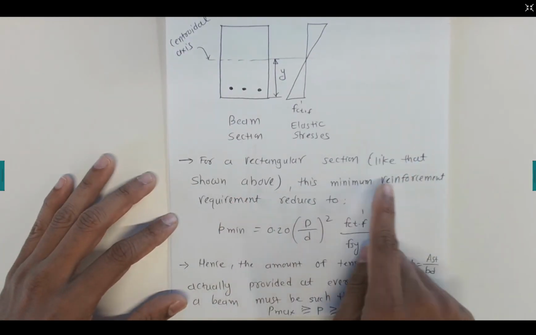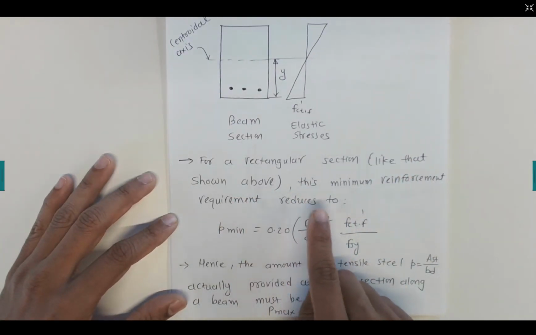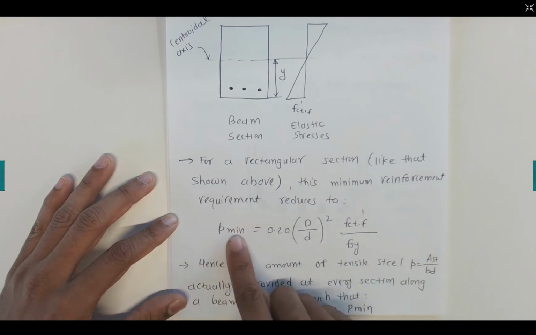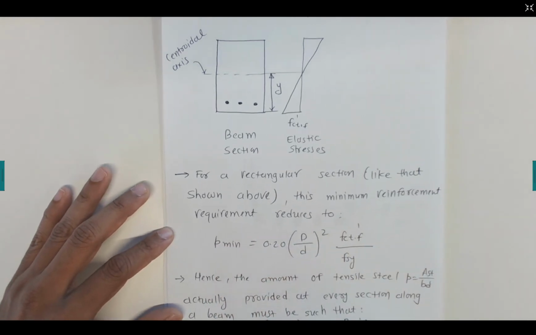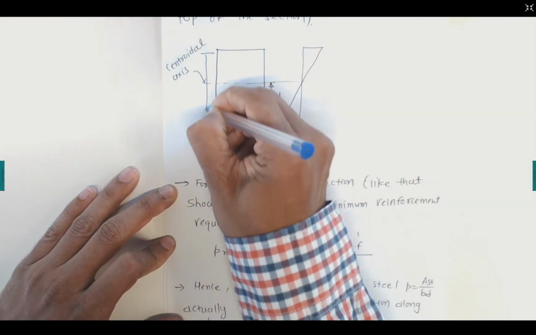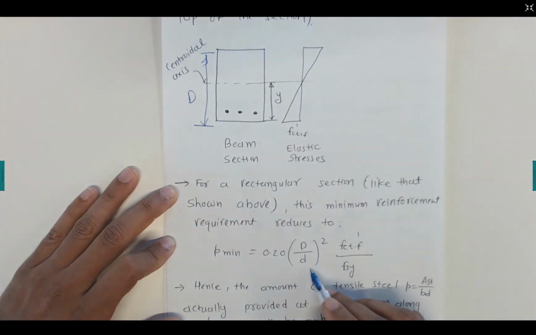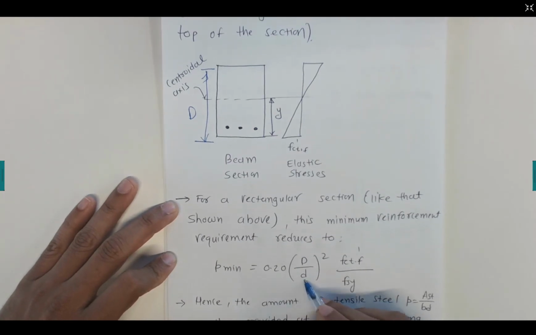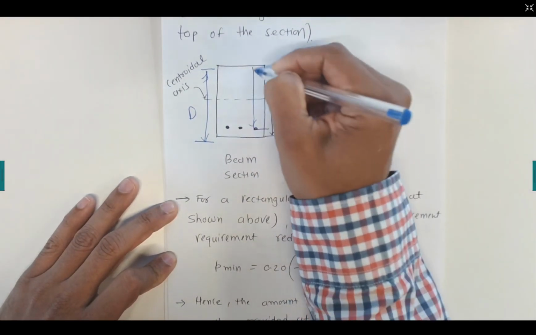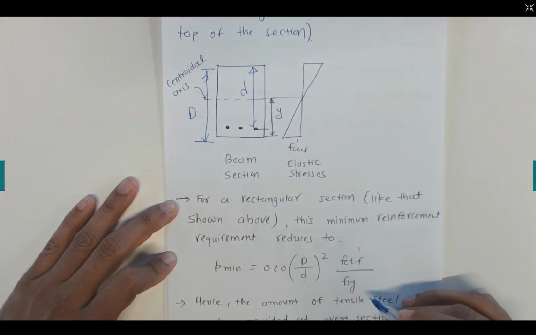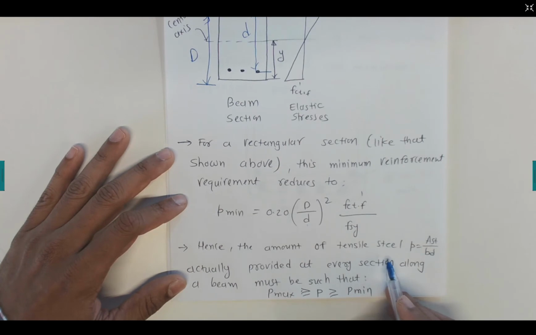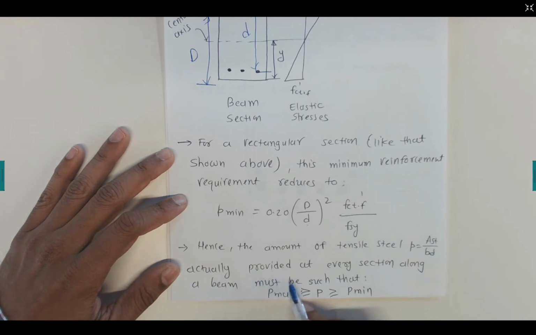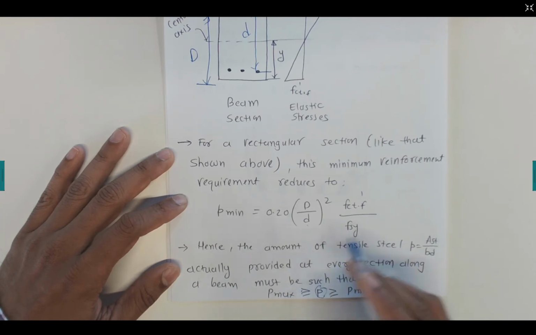Now for rectangular sections like that shown above, this minimum reinforcement requirement reduces to 0.2 times capital D over small d, squared, times f'ct.f over fsy. Capital D is the overall depth and small d is the effective depth. Hence the amount of tensile steel p, which is Ast over b d, actually provided at every section along the beam must be such that the reinforcement lies between the maximum reinforcement and the minimum reinforcement.